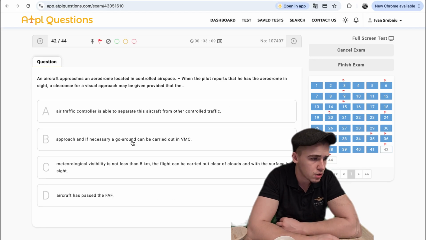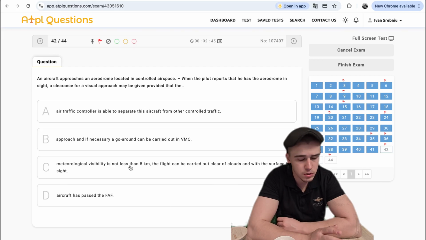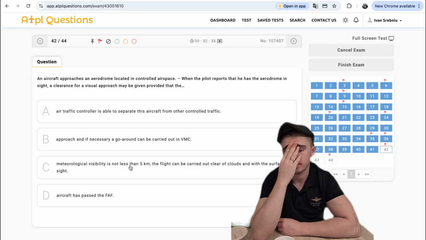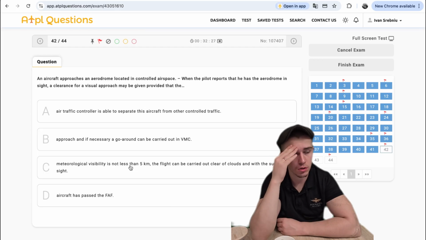An aircraft approaches an aerodrome located in controlled airspace. When the pilot reports that he has the aerodrome in sight, a clearance for visual approach may be given, provided that the... So it's the rules of VFR flights: 5 km visibility, 1,500 meters horizontally and 1,000 feet from clouds.